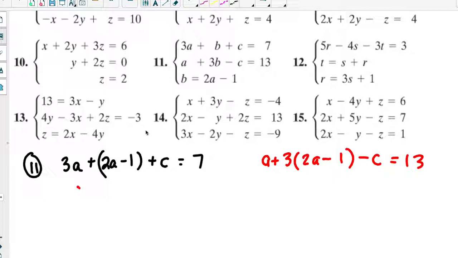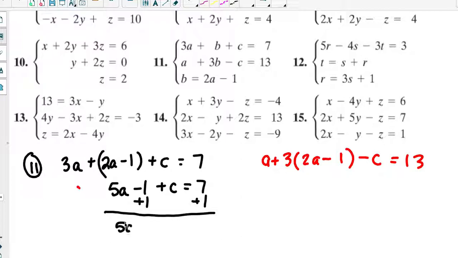And then what I need to do is simplify both of these equations. So you have 3a plus 2a, which is 5a, minus 1 plus c is 7. We want to add 1 to both sides so that we have just the variables on the left. We have 5a plus c equals 8. And then this is equation 4 because we created it by substituting equation 3 into equation 1. Right. Now let's simplify the second one.